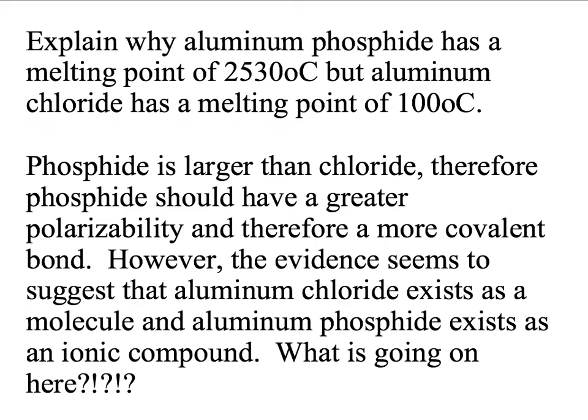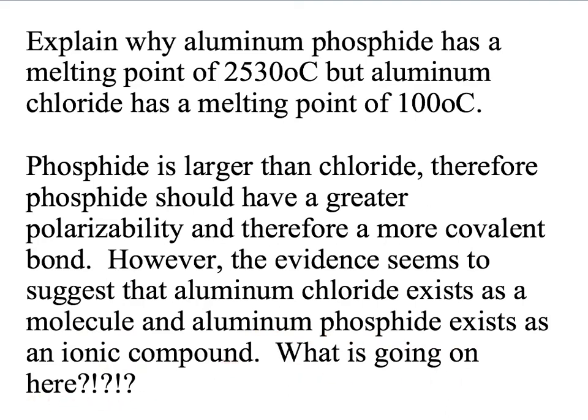And we actually would think, all right, well, phosphide's larger than chloride. Therefore, phosphide should have a greater polarizability, and therefore it should be more covalent. Maybe so covalent we would be thinking aluminum phosphide, hey, it's probably a molecule. But it turns out, no way, that's not a molecule. Look at its melting point. So, however, evidence seems to suggest that aluminum chloride exists as a molecule and aluminum phosphide exists as an ionic compound. So what's going on here?